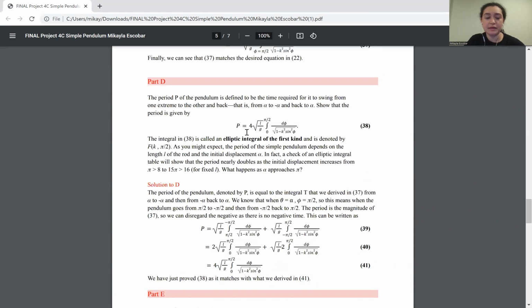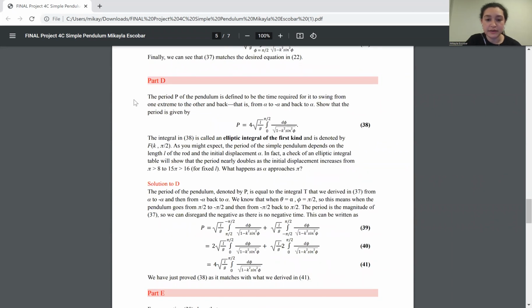Now for part D. The period of the pendulum is defined to be the time required for it to swing from one extreme to the other and back, that is, from alpha to negative alpha and back to alpha. Show that the period is given by P equals 4 times the square root of L over G, the integral from 0 to pi over 2 of 1 over the square root of 1 minus k squared sine squared phi d phi. The integral in 38 is called an elliptic integral of the first kind and is denoted by F of k comma pi over 2.